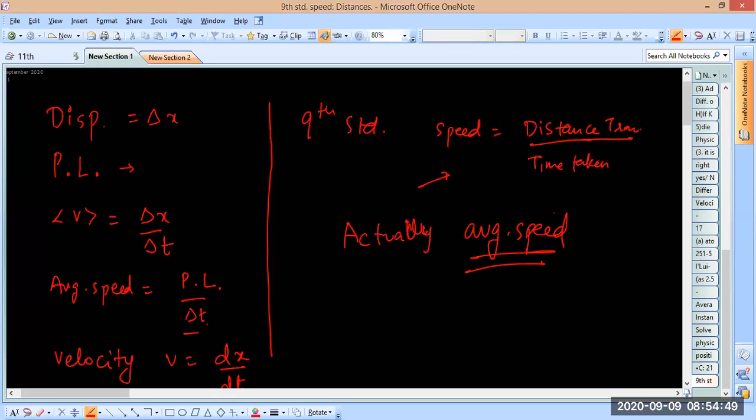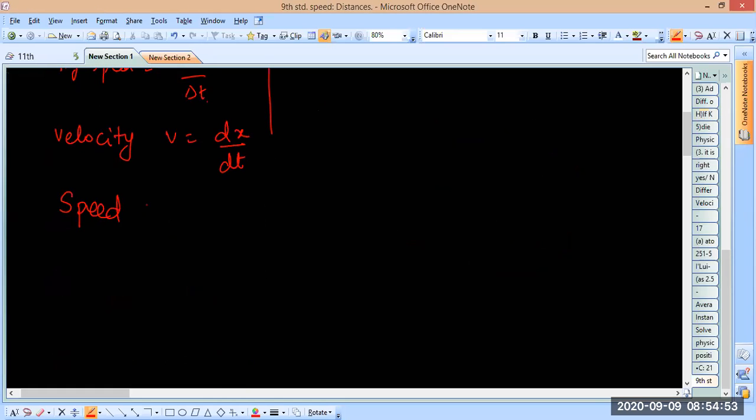So speed is finally this. Listen to this very carefully. Speed is, it's the easiest definition in the world, but it's the most troubling one.